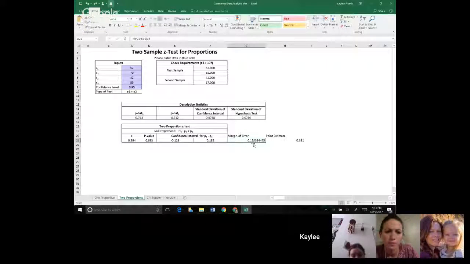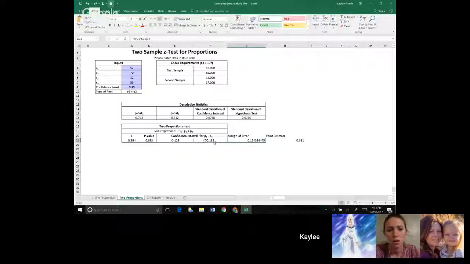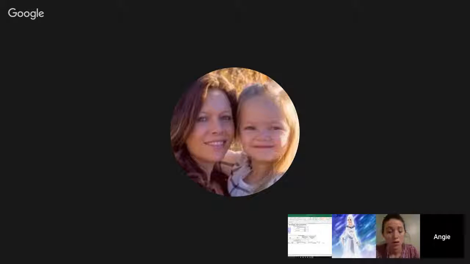For the margin of error, did you get 0.154? Yeah. Okay, so now you take either the lower bound and add the margin of error, or the upper bound and subtract the margin of error. So if you do the lower bound, you're going to add the margin of error to get to the middle, or you're going to take the upper bound and subtract the margin of error to get to the middle.